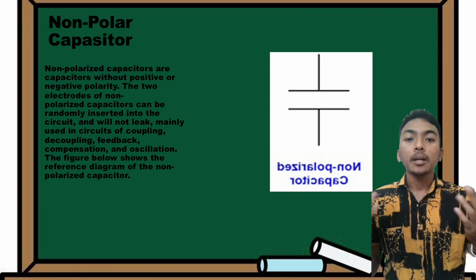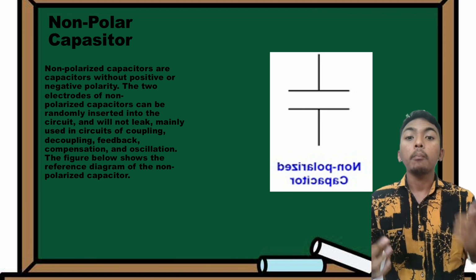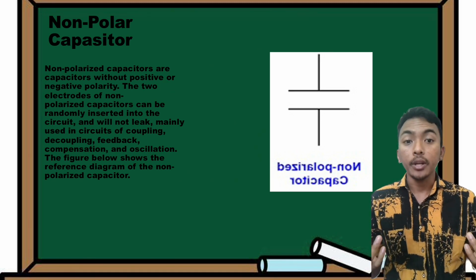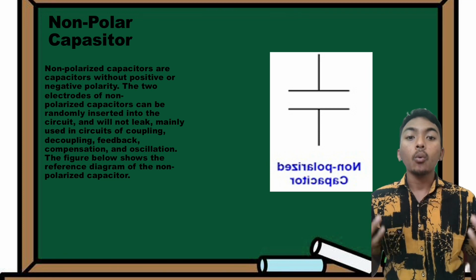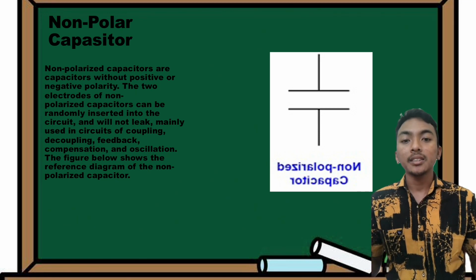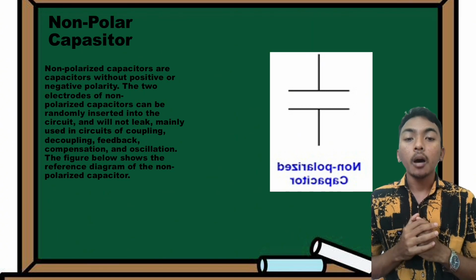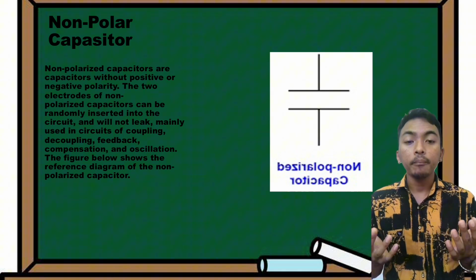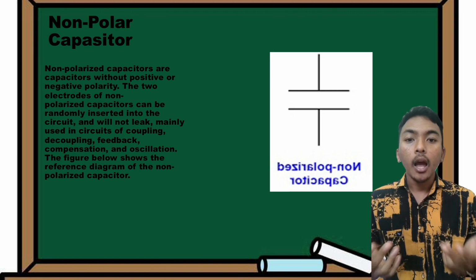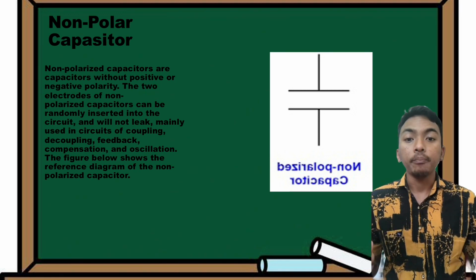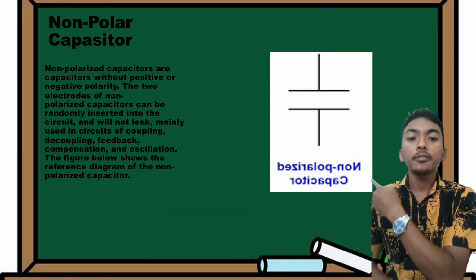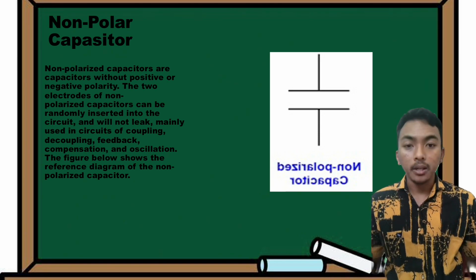Non-polarized capacitors are capacitors without positive and negative polarity. The two electrodes of non-polarized capacitors can be randomly inserted into a circuit and will not leak. Non-polarized capacitors are commonly used in circuits of coupling, decoupling, feedback, compensation, and oscillation. The picture beside shows the reference diagram of the non-polarized capacitors.